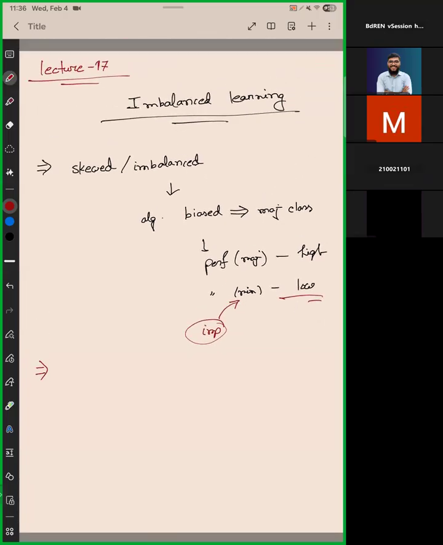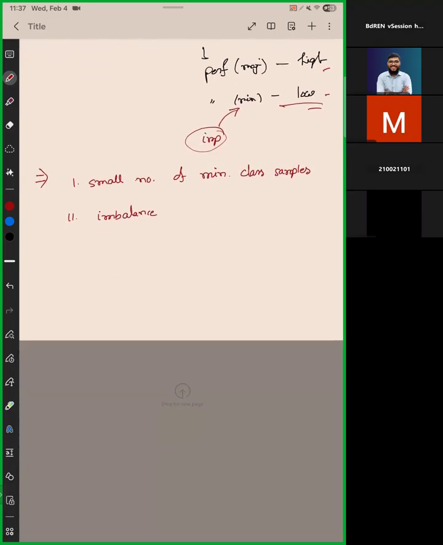This problem happens due to three reasons. One was a small number of minority class samples. If there are a small number of samples in the data, especially for the minority class, it is very difficult to recognize the patterns. That's why it creates a problem. The second problem is due to the imbalanced data, class imbalance. If class imbalance is there, prediction gets biased towards one or the other class.